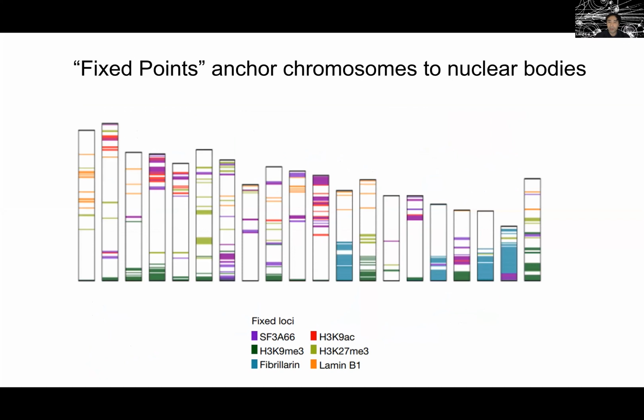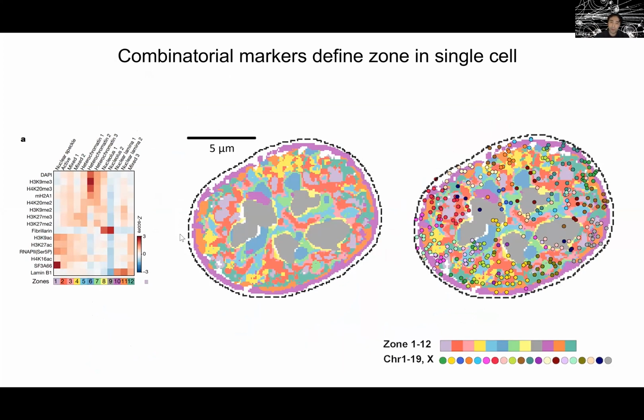And so, on different chromosomes, across all 20 chromosomes, you can generate these fixed points. And then this gives you an overall scaffold of how the chromosome is organized. And the last thing I'm going to mention is that on the single pixel level, you can cluster based on the combinatorial profiles of all of these antibody marks, and you can generate these zones that tell you what the combinatorial features of each one of the regions of the nucleus are.